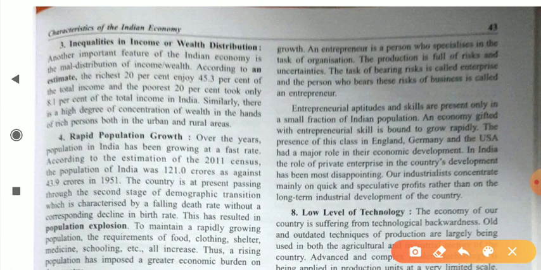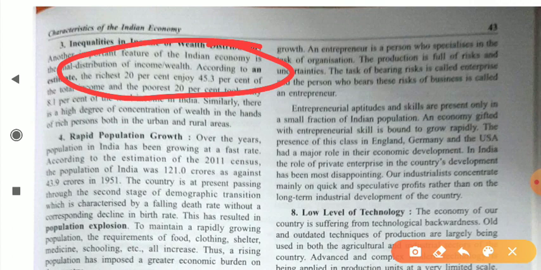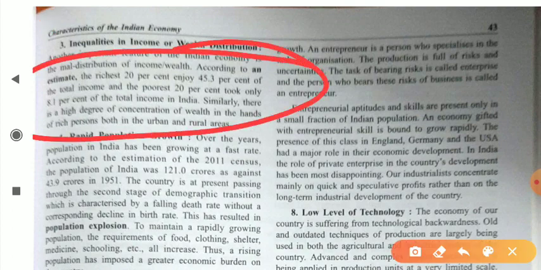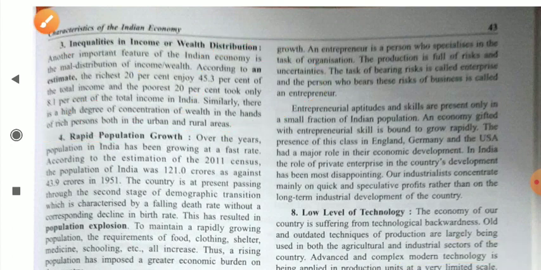Dear student, according to an estimate, the richest 20% enjoy 43.3% of the total income of our country, and the poorest 20% get only 8.1% of the total income of India. So you can see the gap is too high. That's why there is income inequality, and as compared to other countries, we have more income inequality.